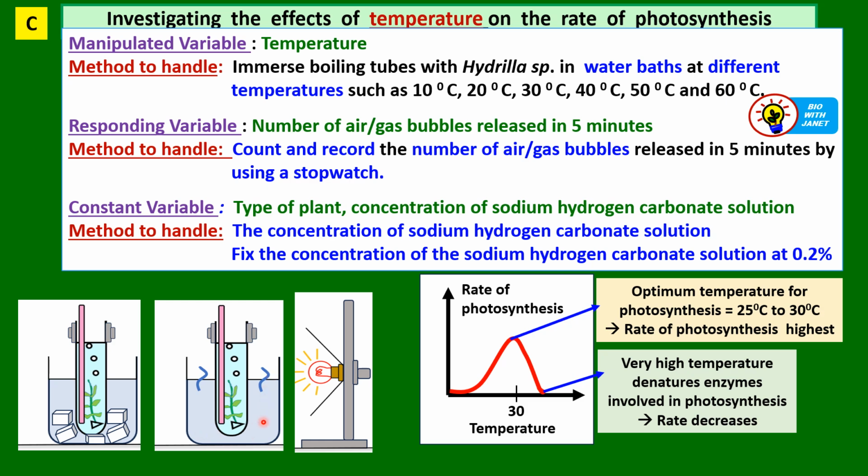Okay, in this case, and then you find the number of gas bubbles released in 5 minutes or 1 minute or 2 minutes. So the responding variable is still the same for all these experiments of photosynthesis. The responding variable is number of air or gas bubbles released in 5 minutes. Okay, and the method of handling the responding variable is still the same. Count and record the number of air or gas bubbles released in 5 minutes.